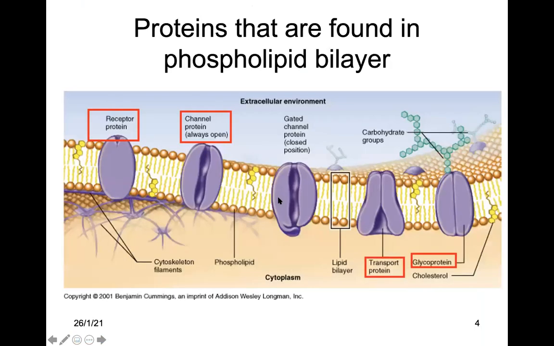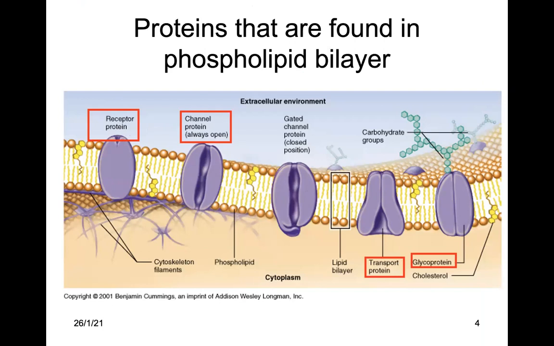Next. Okay, protein found in the phospholipid bilayer. Basically, there are a few types of protein you can find in the plasma membrane. The first one is receptor protein. We have channel protein, and it is always open like this. Then we have transport protein. We have gate channel protein. And the last one, we have glycoprotein.